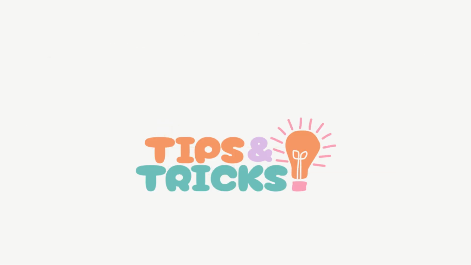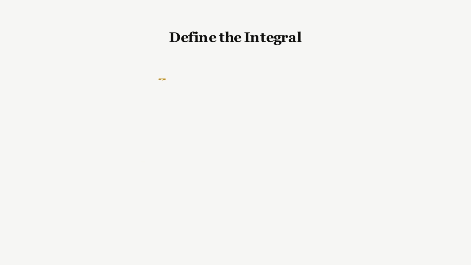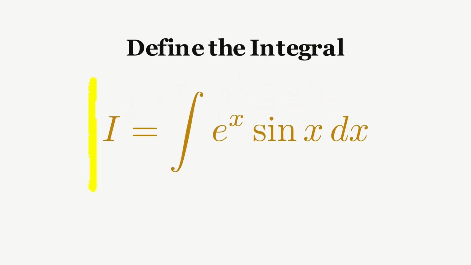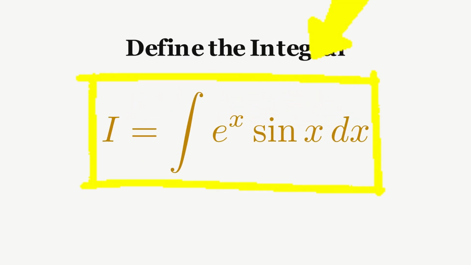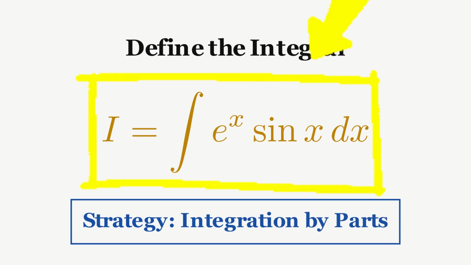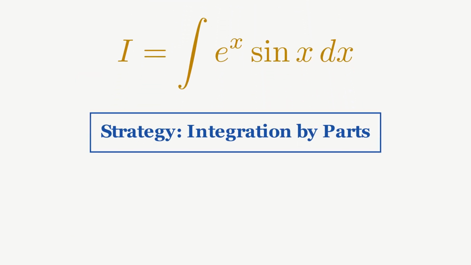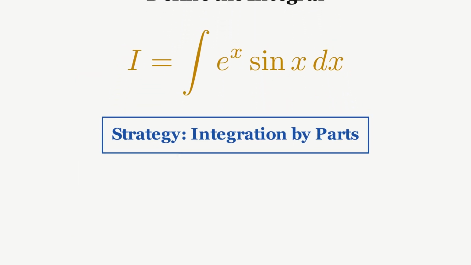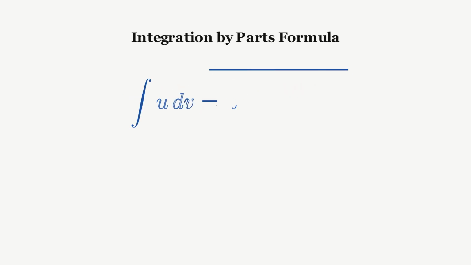Let's begin by giving this integral a name. Let I equal the integral of e to the power x times sine x with respect to x. Naming the integral makes the calculation much easier to follow. Now let's apply integration by parts. The formula we'll use is called integration by parts.